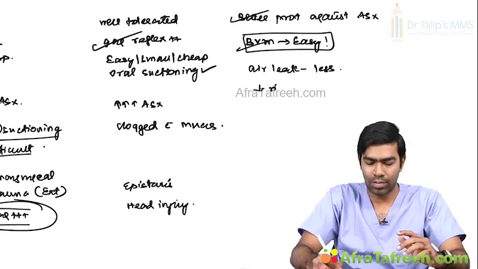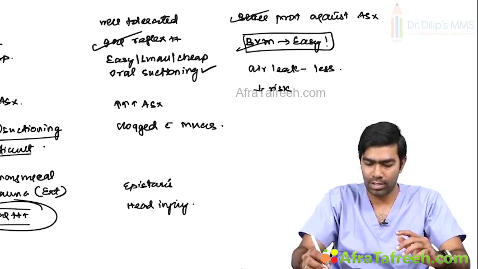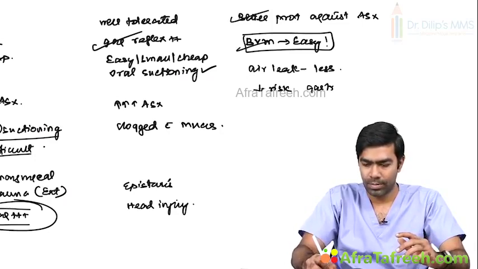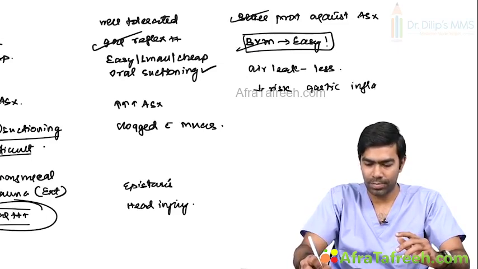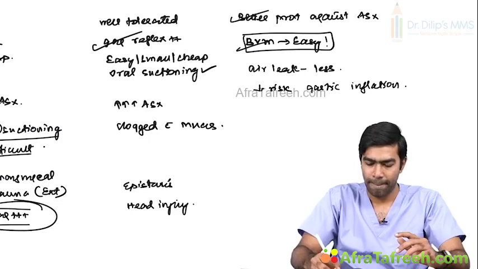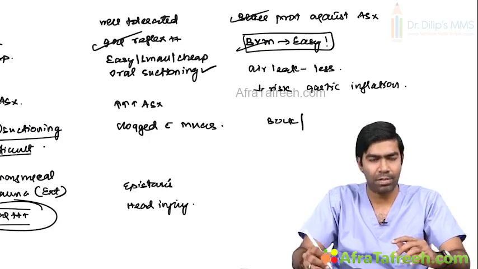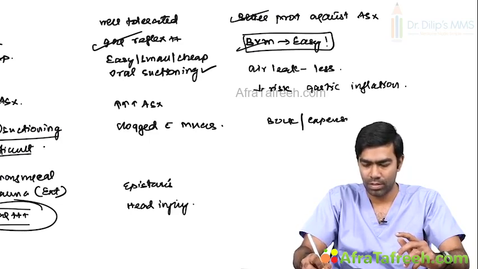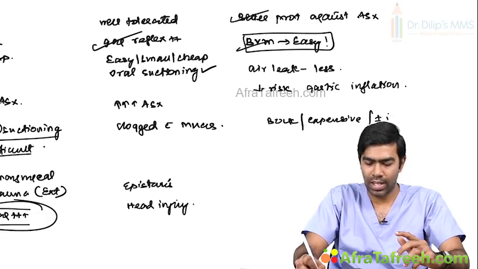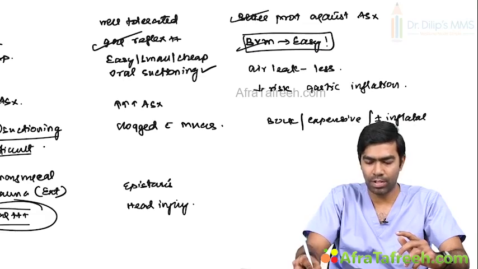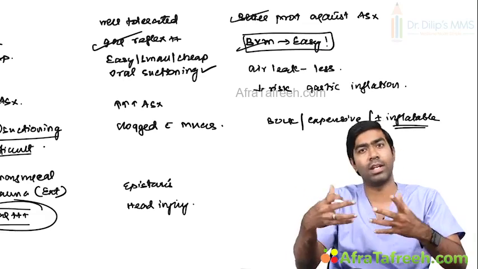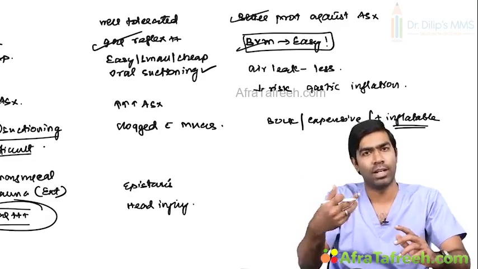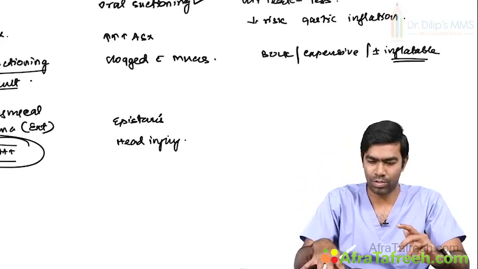And again, less risk of gastric aspiration, and lesser risk of gastric inflation compared to the oropharyngeal airway. But the cons: it's a little bit bulkier compared to these devices, expensive, and sometimes if they are inflatable, it might be more time consuming. It might take a lot of time because they need even 20-30 ml of air to inflate the cuff. So it might be more time consuming.